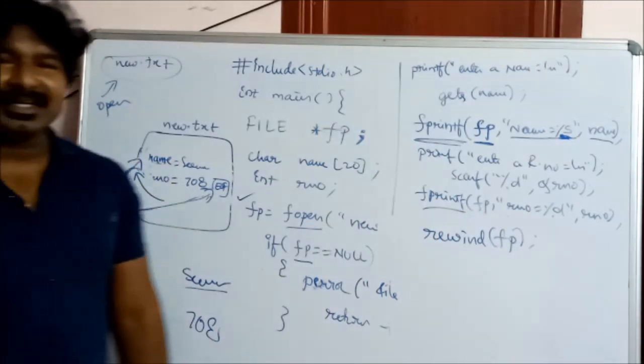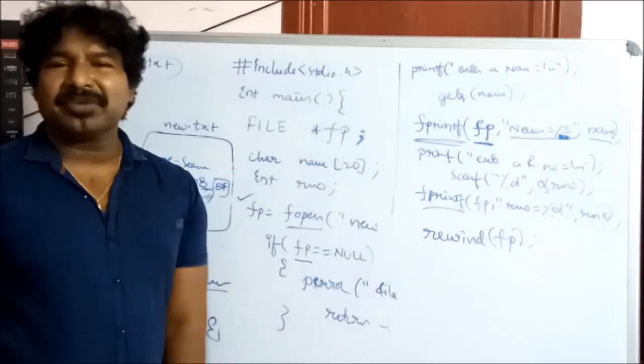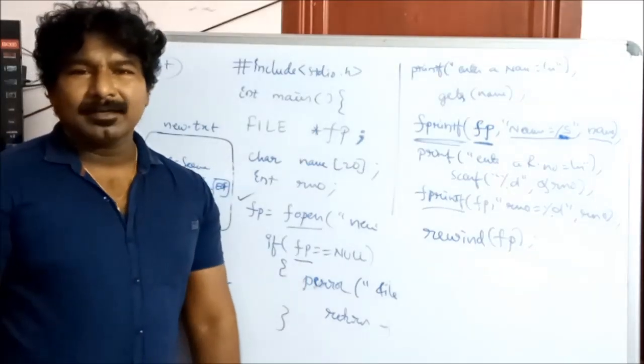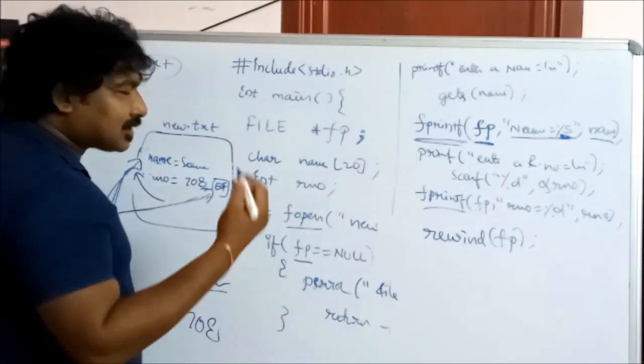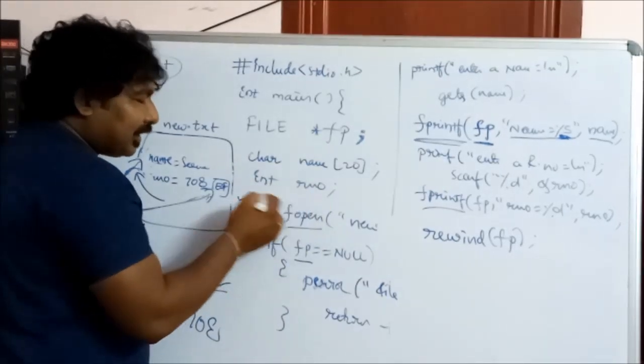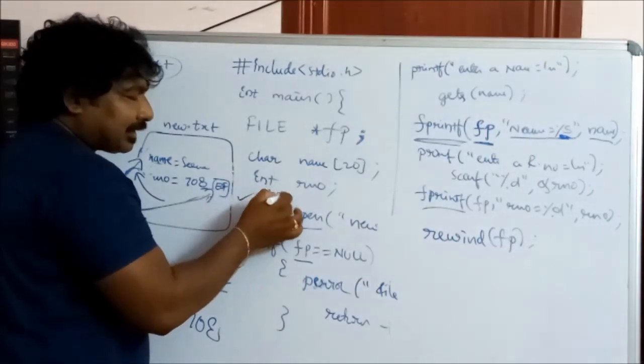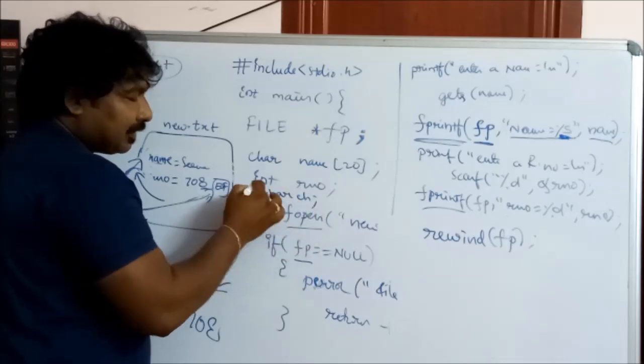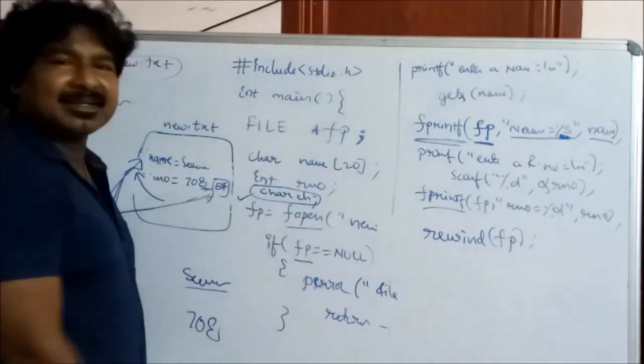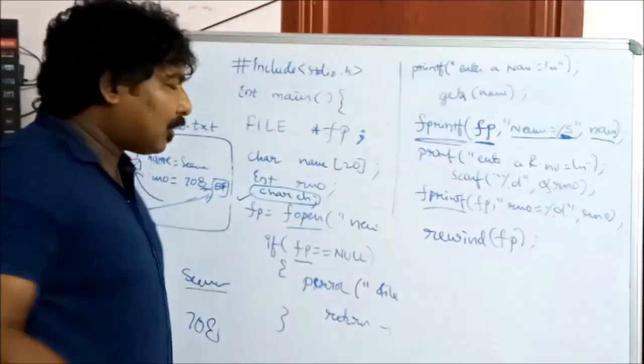Okay, how can I read the data? That can be read by using a simple variable. Along with the roll number, I will take a variable of character type, char ch. So you have to declare a variable of character type, ch. Okay friends, so then how will I do that?